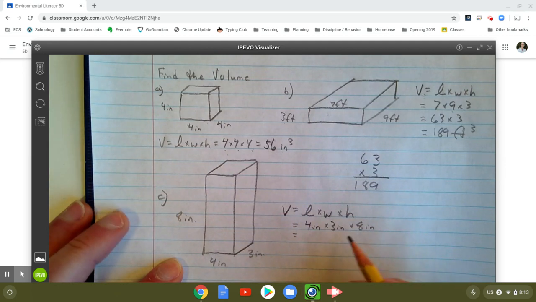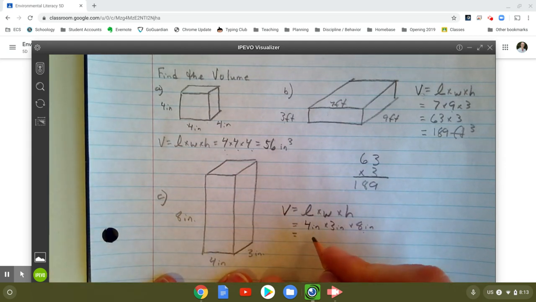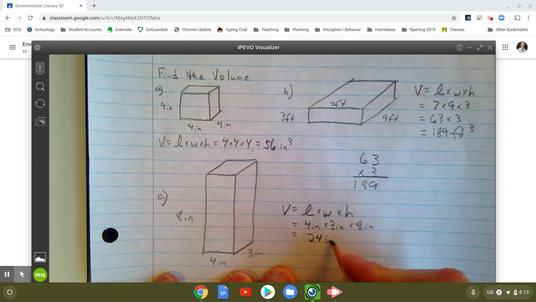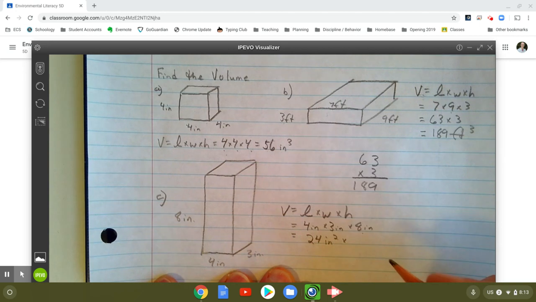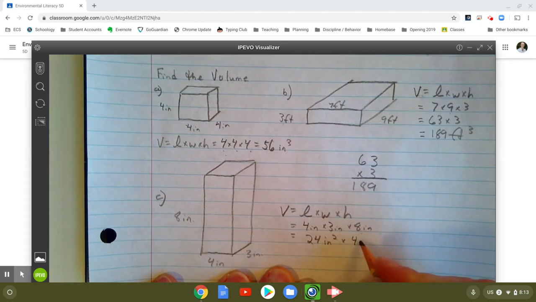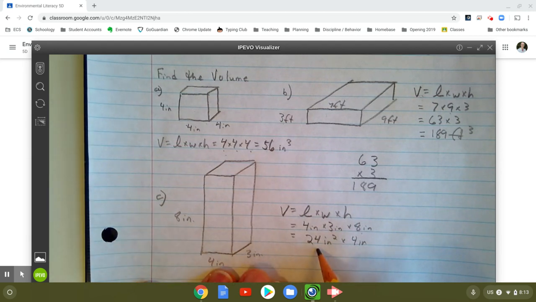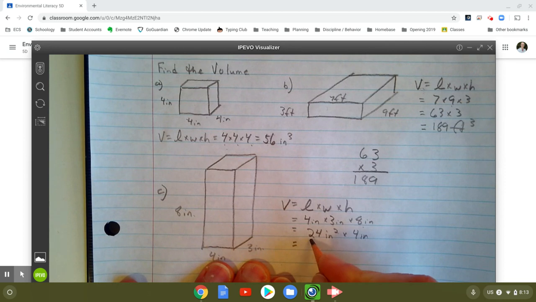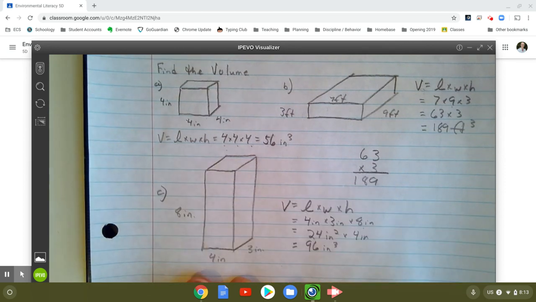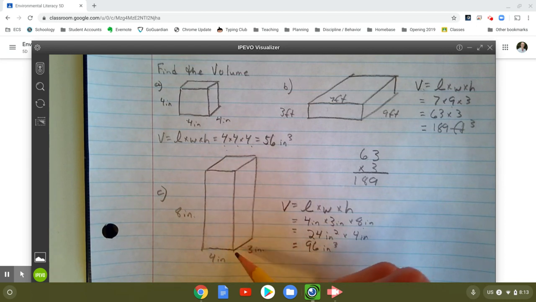So we have, let's see, 3 times 8 is 24. I guess this would be square inches so far. So 24 times 4 inches. 4 times 20 is 80. 4 times 4 is 16. 80 plus 16 is 96. This is 96 cubic inches. So the volume of this is 96 cubic inches.